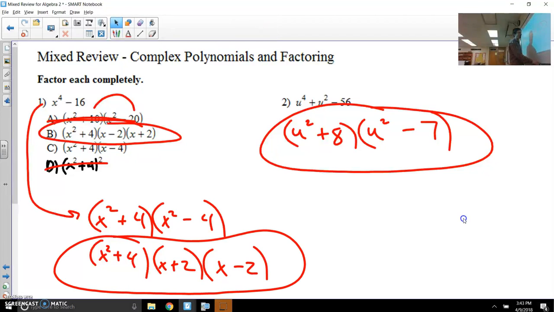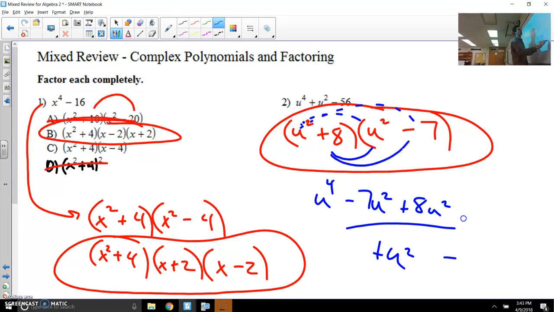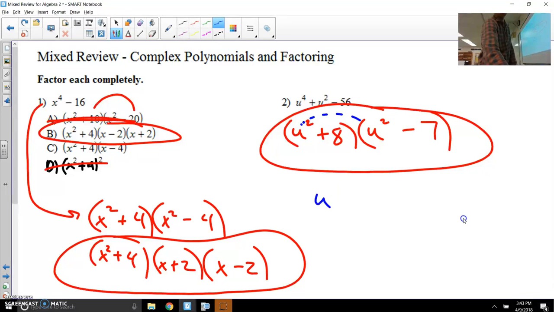So just real quick, just to see how it works, u times u is u, but the 2's are adding to be 4. Multiply the next one, you get negative 7u squared. Multiply these, you get a positive 8u squared, and that's where we're getting a positive u squared from the problem. And then the very last part is your negative 56. Okay? Just to kind of think about how you could check your answer, multiply them all together.